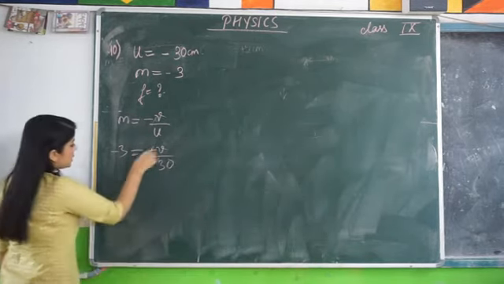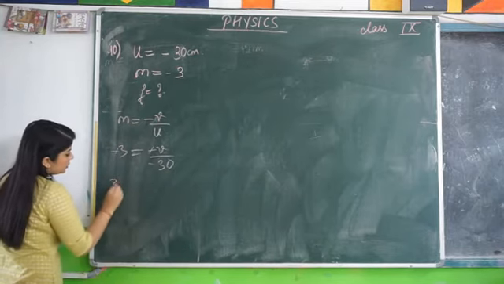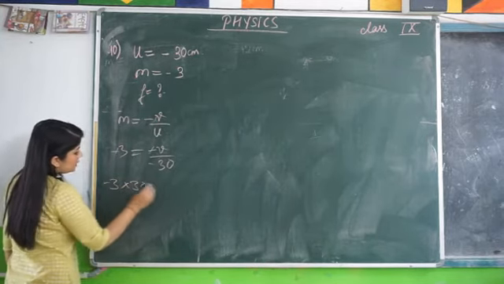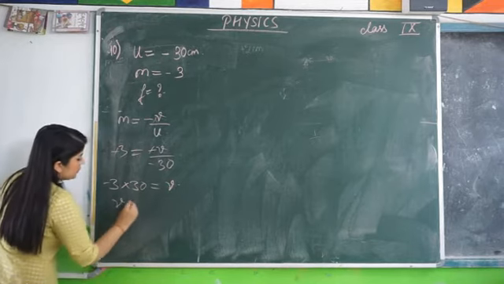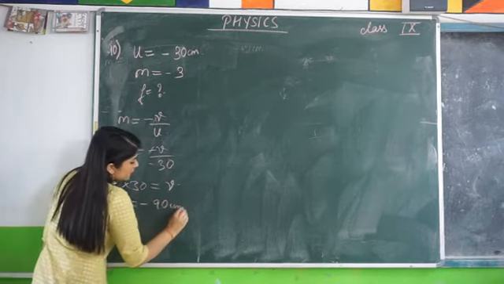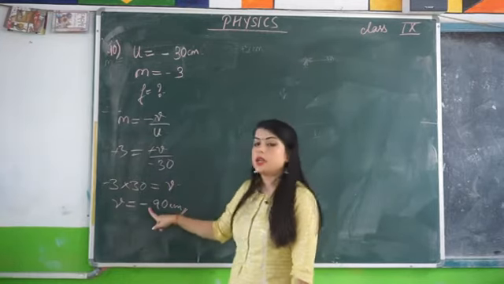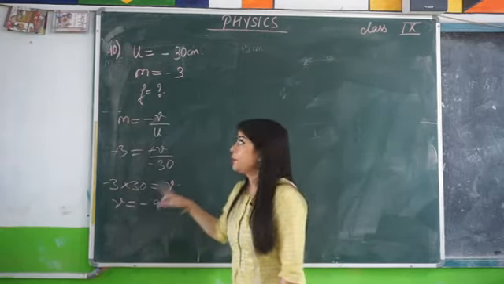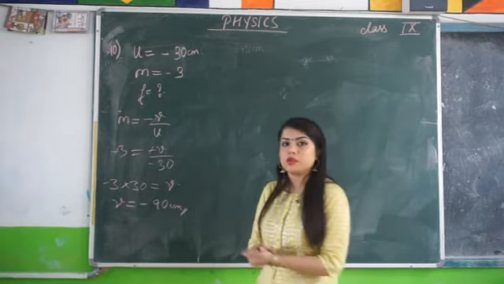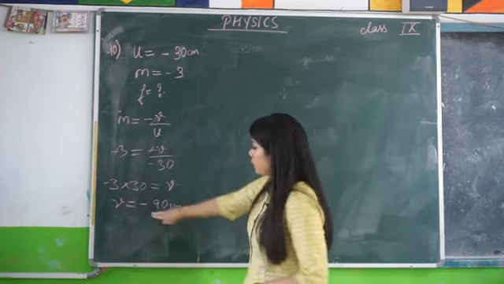So minus over here gets cancelled. So 3 into minus 30 is equals to v. V is equals to minus 90 centimeter. Now minus 90 centimeter, it means that minus means it is formed in front of the mirror. Image is formed in the front of the mirror. So from here we got v.